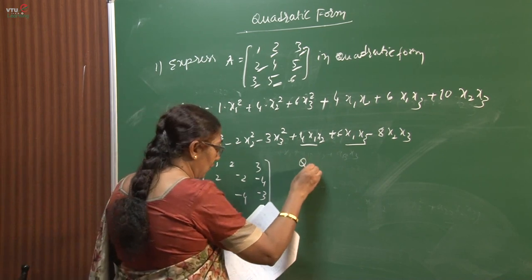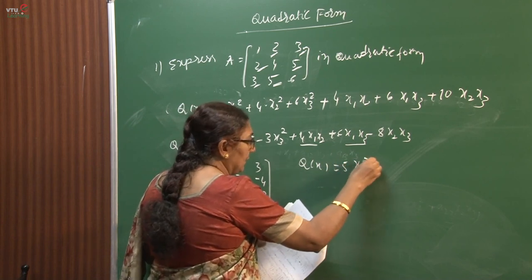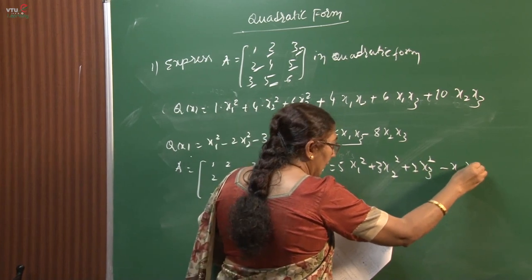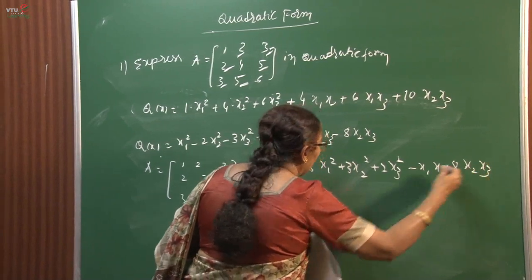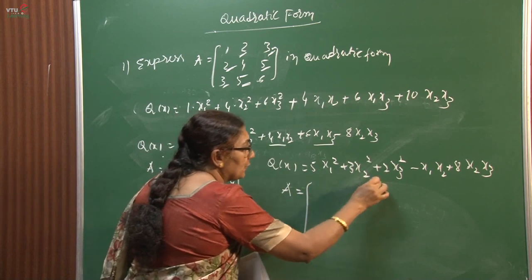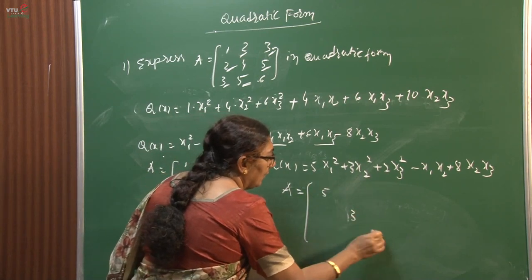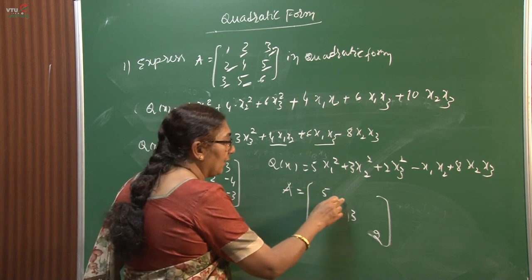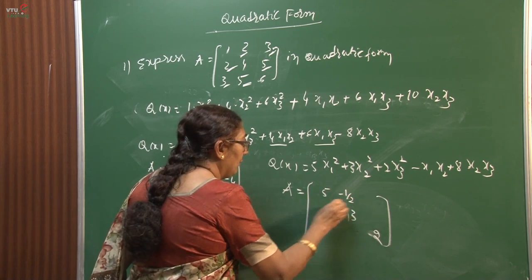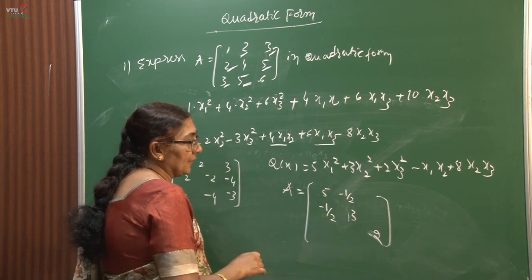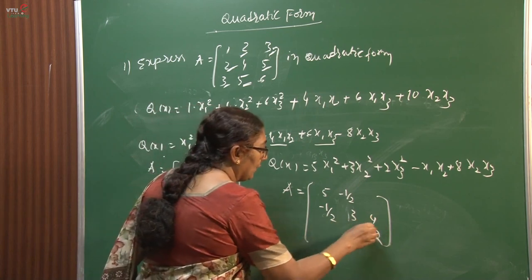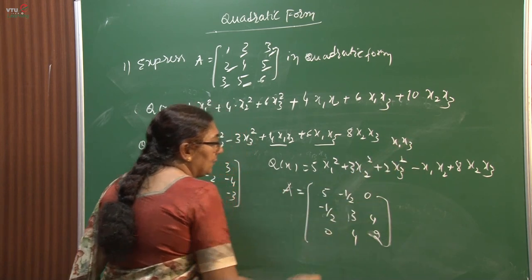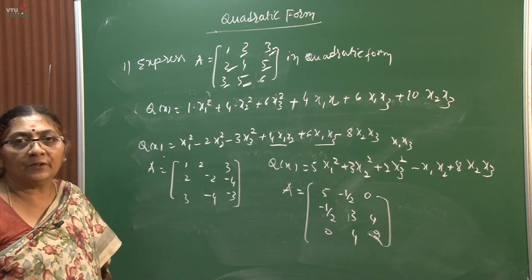For example, I'll take another one. Q of x must be equal to 5x1 square, 3x2 square and 2x3 square minus x1 x2 and plus 8x2 x3. Now, I want to express it in terms of the matrix. X1 square, x2 square are there. You write them in the principal diagonal values. Next, you have x1 x2 with minus 1, but I take half of it. I have to substitute a12 and a21. Therefore, minus half and minus half. And next, x2 x3 is there. That is a sum of a23, a32. Therefore, 4 and 4. But which one is missing? A13, A31. You don't have an x1 x3 term. Therefore, these two missing ones are replaced by 0. This is the way I convert a quadratic to matrix form.